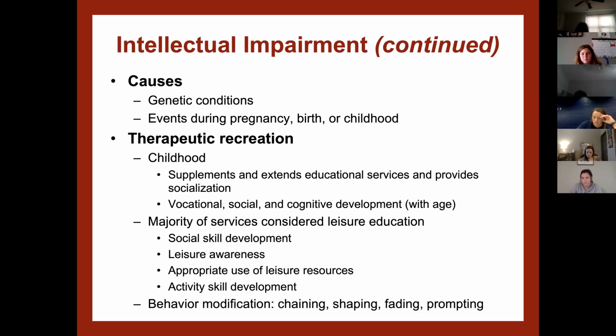So as far as intellectual impairment, we talked about already that it's the most common form of developmental disability. Some causes of it are genetic conditions, obviously, and some things that could happen during pregnancy, birth, or childhood, events, injuries, things like that. We had a client at the regional center that actually tried to hang himself and lived and had a lot of brain damage from his attempt at suicide. He ended up at the regional center. It was a sad situation, but at least he was able to go somewhere where he could be served and have as much potential to move forward as he could.